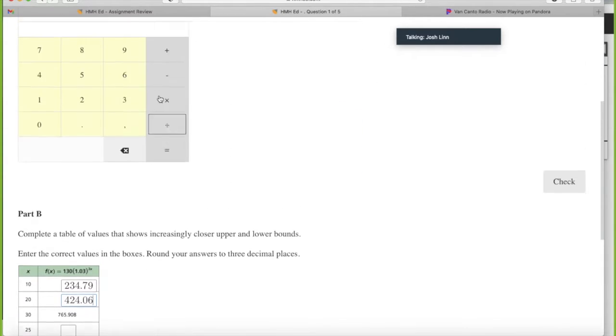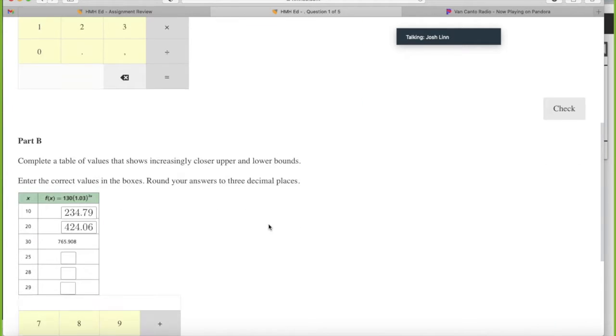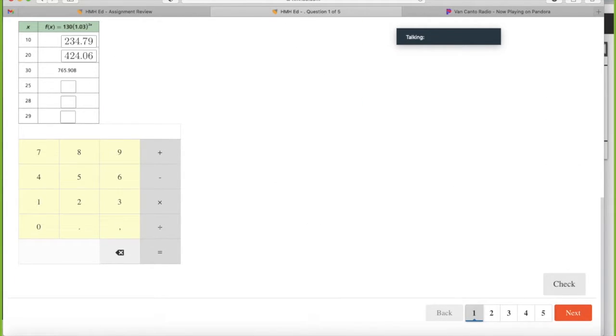30 was the closest. And since we're rounding to the nearest whole number, bam. Oh look, we can even check it. Y'all can check that one too, but we just looked at the values. So let's move on.